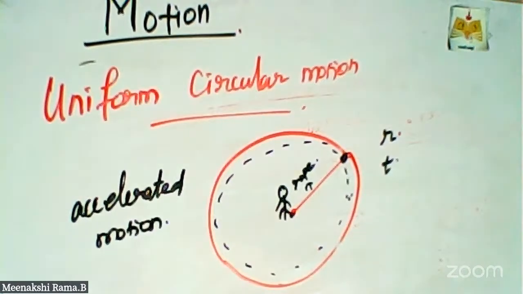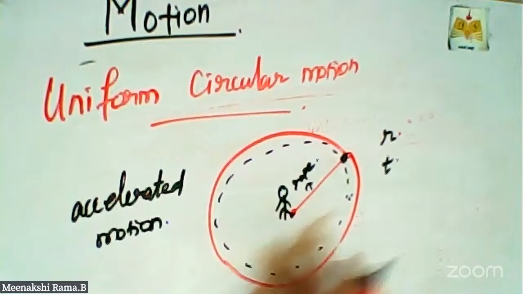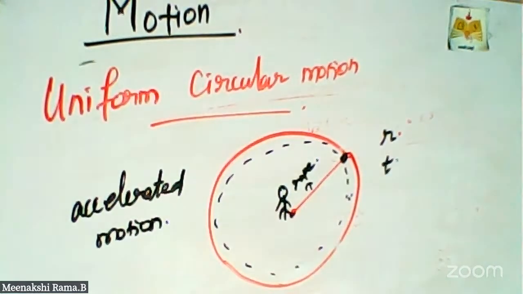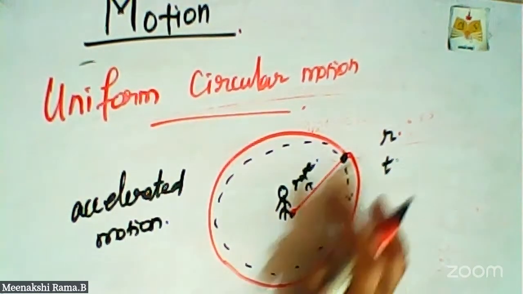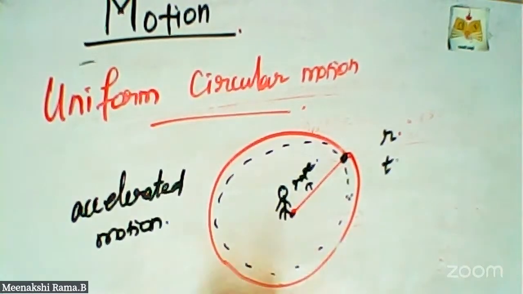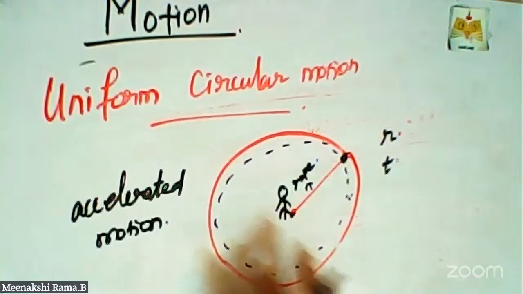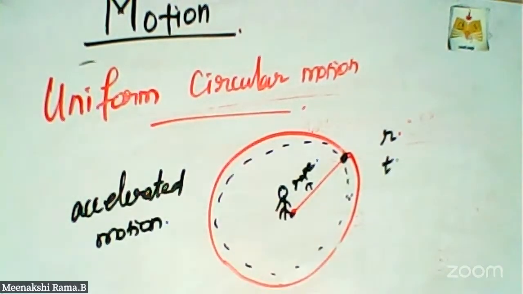The direction of motion changes at every point. The stone is moving along that path only. An object moves with constant speed in a circular path. The velocity changes because when the direction changes, the velocity changes at that time. Otherwise, the velocity is always the same. So it is called accelerated motion.